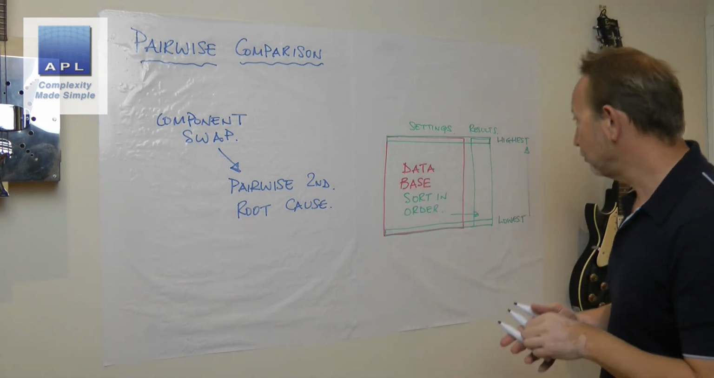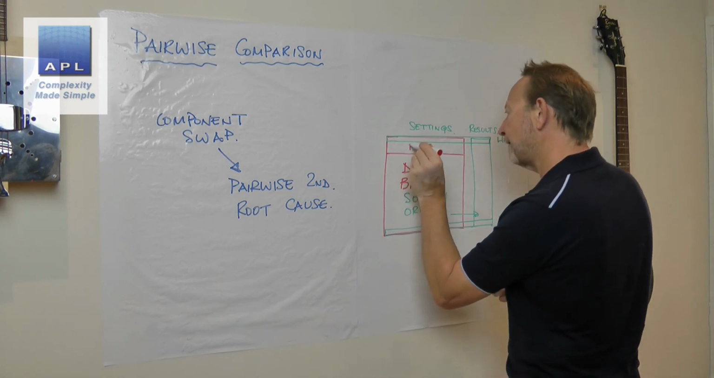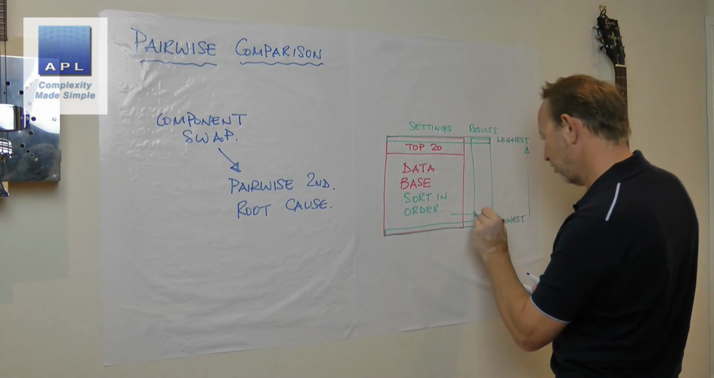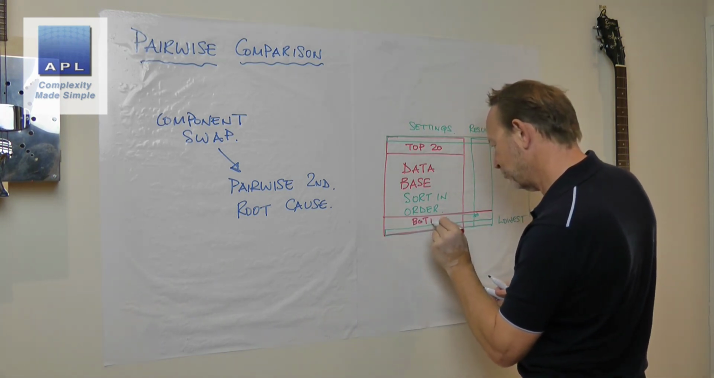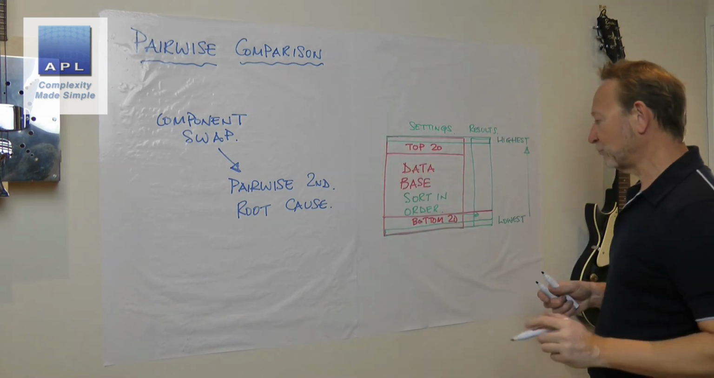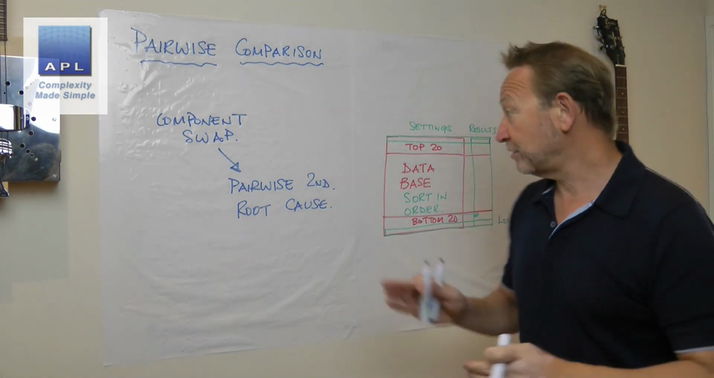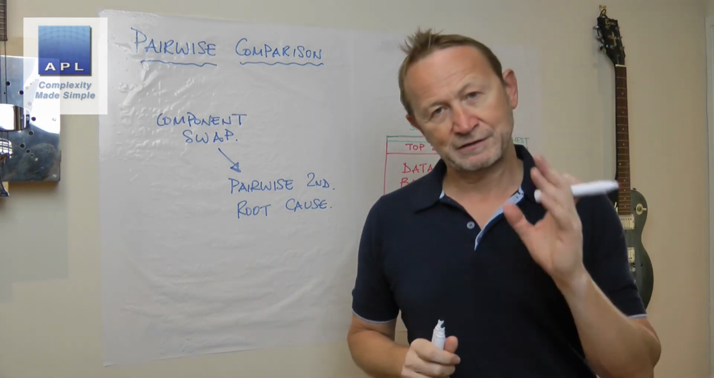Then here's what you do. You carve off the top 20. You carve off the bottom 20. And you get rid of the middle rubbish. And what you're then going to do is the pairwise comparison using those 40 data points.